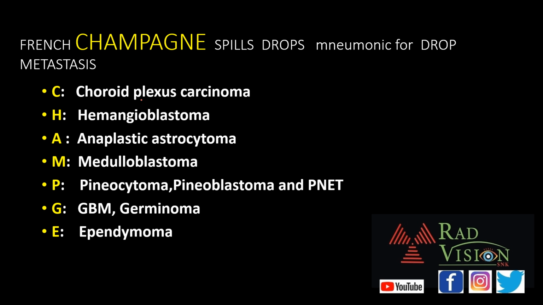We'll see. C is choroid plexus carcinoma, H is hemangioblastoma, A is anaplastic astrocytoma, M is medulloblastoma, P is pineocytoma, pineoblastoma and PNET, G is GBM and germinoma, E is ependymoma. So remember the mnemonic CHAMPAGNE for drop metastasis. I think you can see lots of mnemonics for drop metastasis in other sites and even radiology journals, but I think this is a very useful and very easily remembered mnemonic for drop metastasis. So remember CHAMPAGNE for drop metastasis.